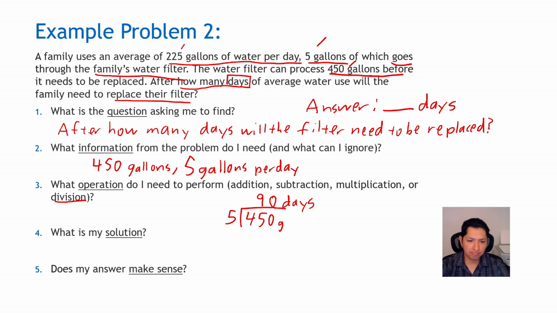So 3 months sounds to me like a good amount of time if I'm only filtering 5 gallons of water per day. If somehow the question said you're filtering all 225 gallons of water per day, then 90 days doesn't make sense, right? If you need to replace it every 450 gallons, you would need to replace it every 2 days. So 90 days makes sense if I'm filtering only 5 gallons of water per day. So yeah, it makes sense. So this is example problem number 2 of how to use the 5-step process. So let us now go to the next section.